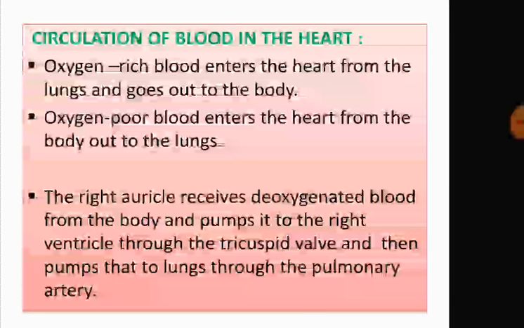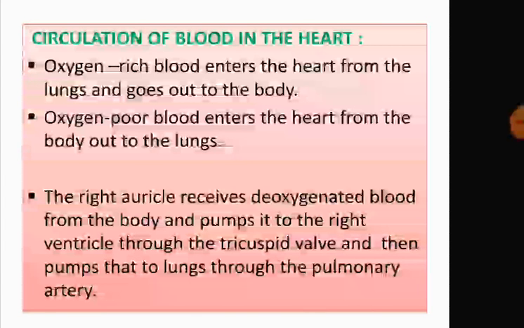So the oxygen-rich blood enters the heart from the lungs and goes out to the body. The deoxygenated blood reaches the lungs, then the oxygenated blood should come to the left side of the heart. Then oxygen-poor blood enters the heart from the body and goes out to the lungs. The right auricle receives deoxygenated blood from the body and pumps it to the right ventricle through the tricuspid valve.